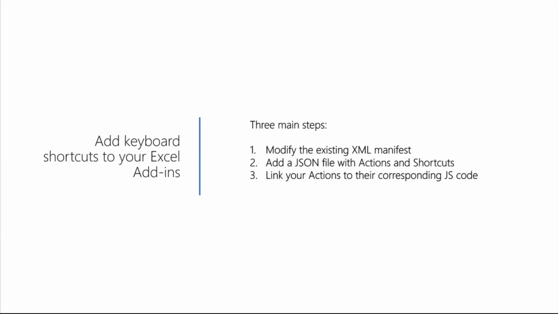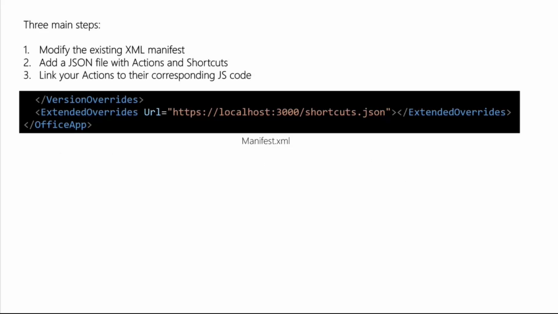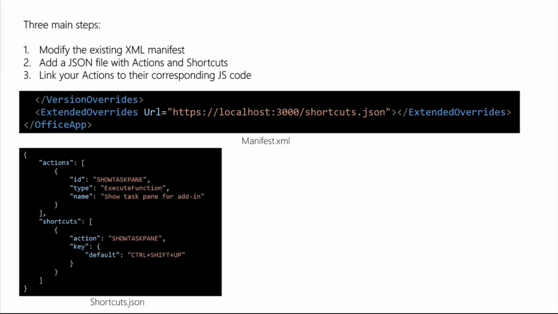There are three main steps here in incorporating shortcuts into your add-in. The first one, we need to modify the existing XML manifest to include a link to a JSON file. And this JSON file will have the definitions of what our keyboard combinations are, as well as what the actions are that we want to invoke. So this is that JSON file that I have linked from my XML manifest.